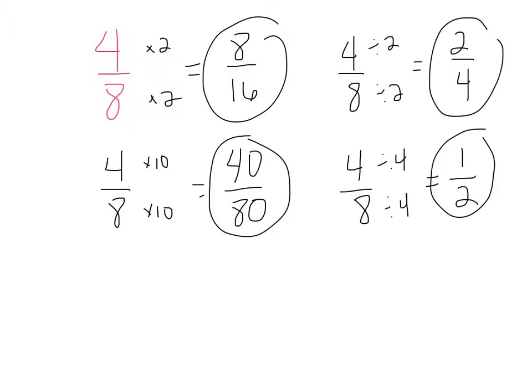So as long as you beat up the bottom, the denominator, with the same number as you did the top, the numerator, then you would have gotten the correct answer. Hope that makes sense to you. Come get your closure questions.